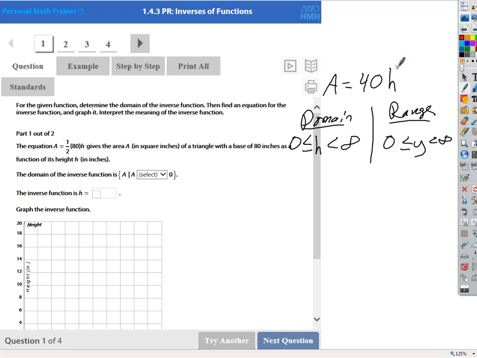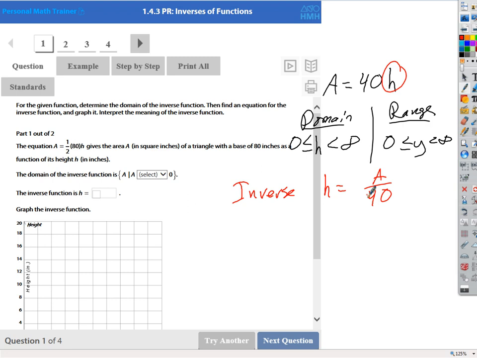Okay, if I want to calculate the inverse function, all that means is I'm just going to switch around those two. Which variable am I solving for? Which one is the output variable? In our original, H is the input, A is the output, right? So we're just going to solve for H, that's all it means. To solve for H, what do I have to do to get the H by itself? Divide both sides by 40, everybody agree? So my inverse is just going to be H equals A over 40, right?